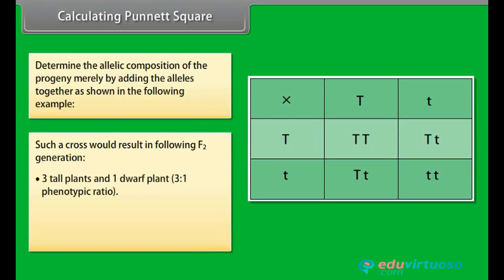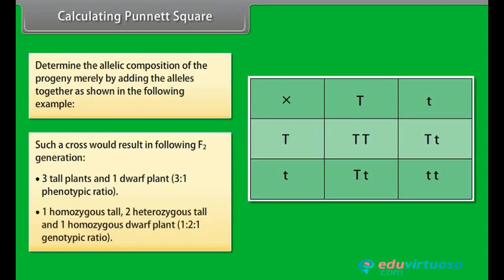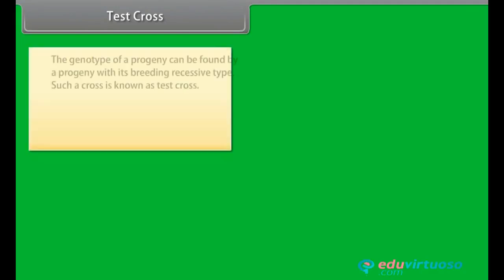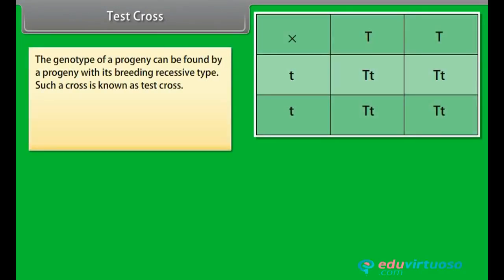3 tall plants and 1 dwarf plant, 3:1 phenotypic ratio. 1 homozygous tall, 2 heterozygous tall, and 1 homozygous dwarf plant, 1:2:1 genotypic ratio. Test cross. The genotype of a progeny can be found by crossing the progeny with its recessive type. Such a cross is known as test cross.